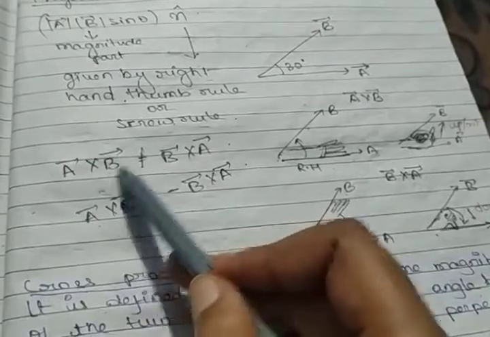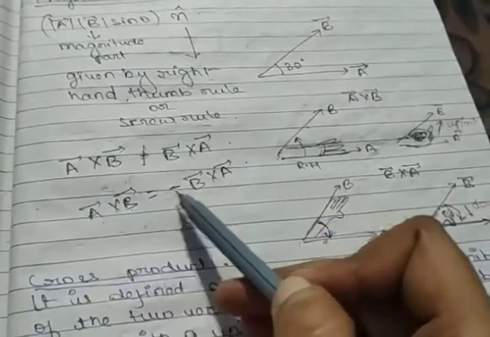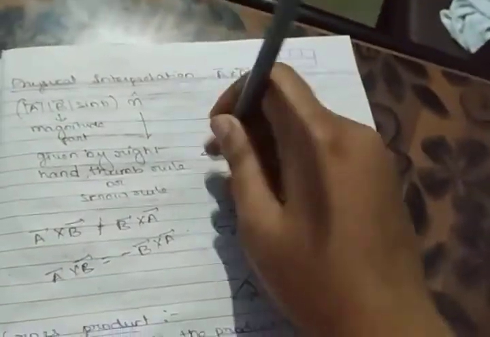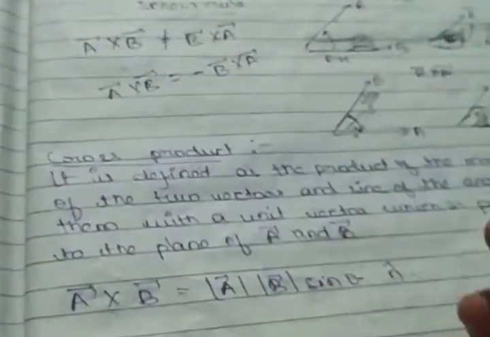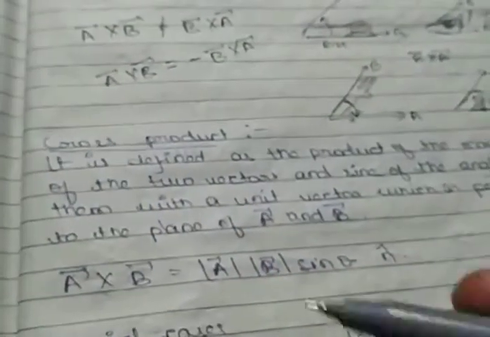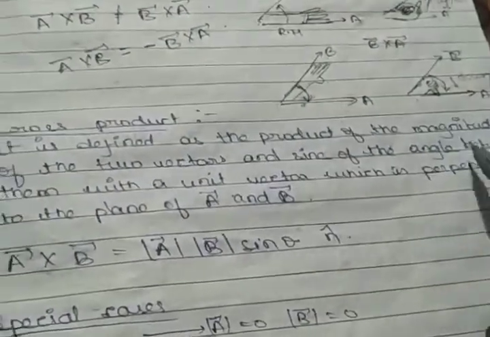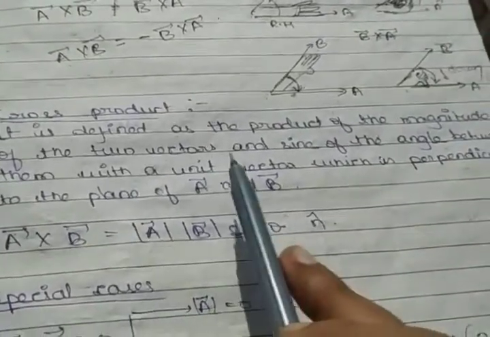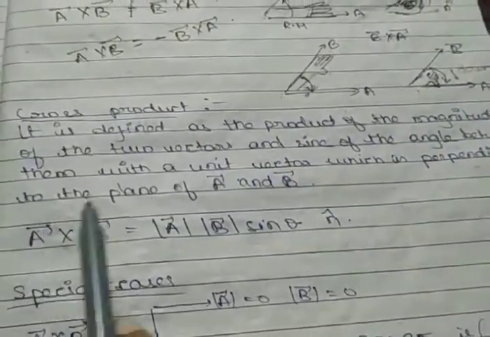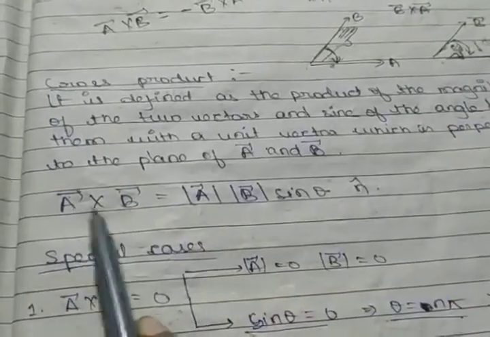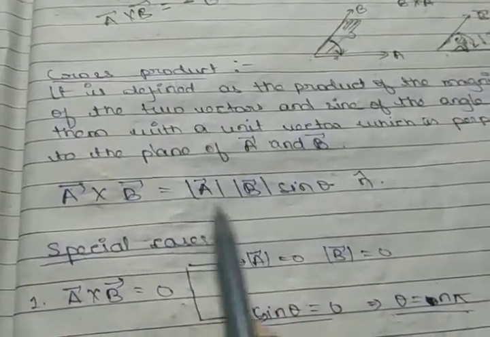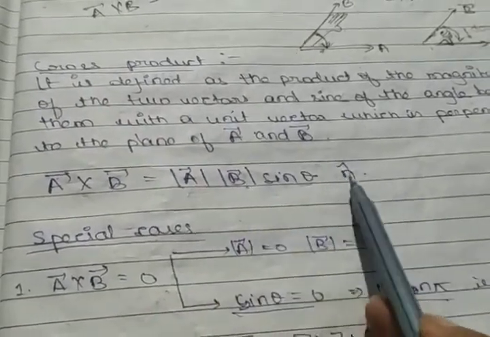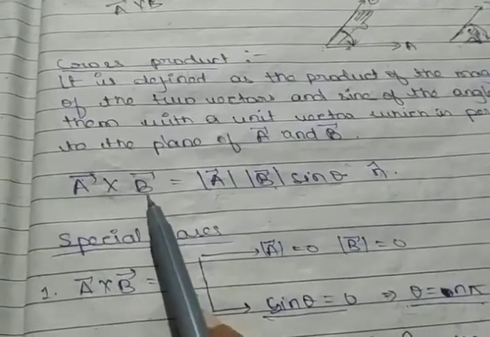So here A cross B is not equal to B cross A, whereas A cross B is equal to minus of B cross A. That is this direction and this direction. Okay. So cross product is defined as the product of the magnitudes of the two vectors and the sine of the angle between them, with a unit vector which is perpendicular to the plane of A and B. A vector's magnitude, B vector's magnitude multiplied together, sine of the angle between them, and a unit vector which is perpendicular to both A and B.